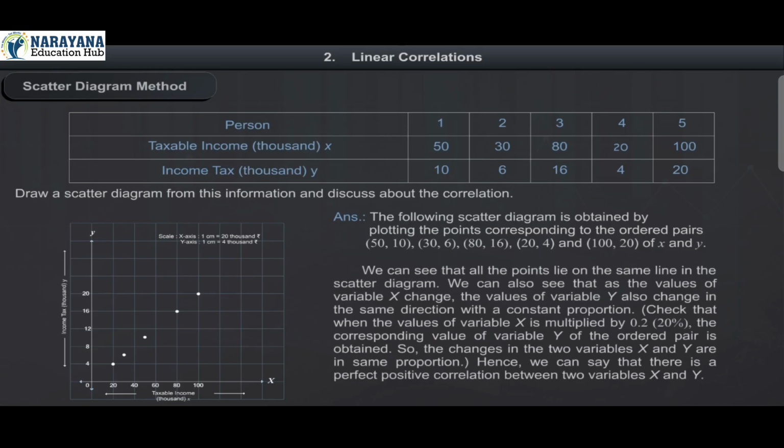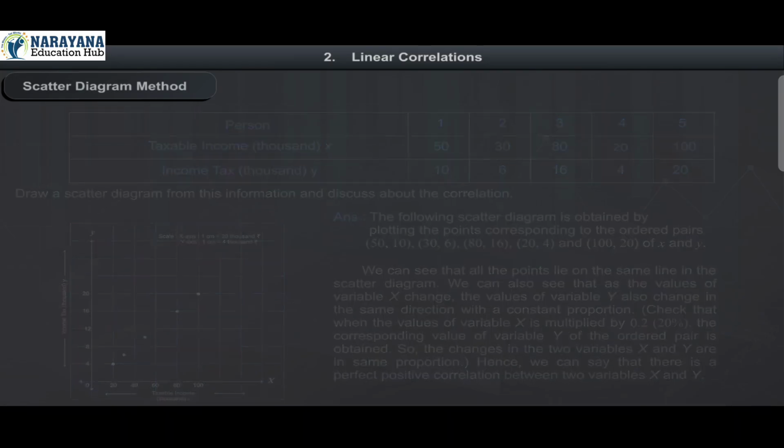We can see that all the points lie on the same line in the scatter diagram. We can also see that as the values of variable x change, the value of variable y also changes in the same direction with a constant proportion. Check that when the value of variable x is multiplied by 0.2, that is 20%, the corresponding value of variable y of the ordered pair is obtained. So the changes in the two variables x and y are in the same proportion. Hence, we can say that there is a perfect positive correlation between the two variables x and y.